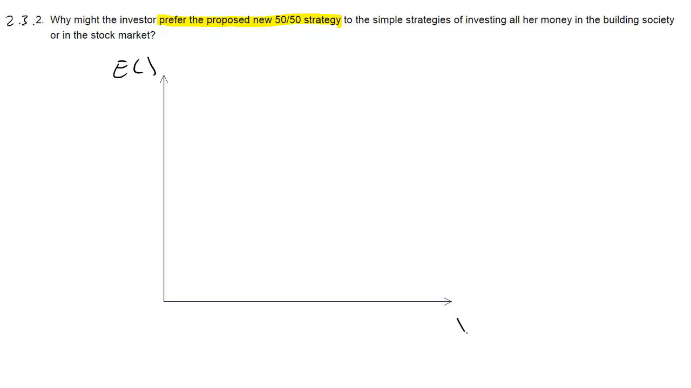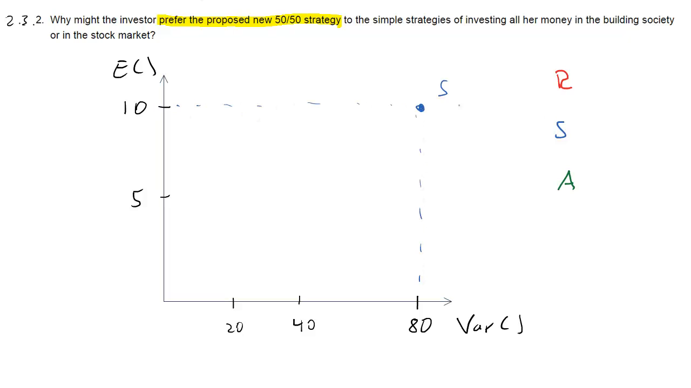Now, why is that potentially better than any of the individual asset classes, the stocks or the fixed interest asset? So now we'll draw a graph where we have expected values on the vertical axis and variances on the horizontal, and we'll place our 3 strategies R, S and A in that graph. So here's S. We have high variance but also high expected return of 10 percentage points. What about R? We have very low variance and lower expected return.